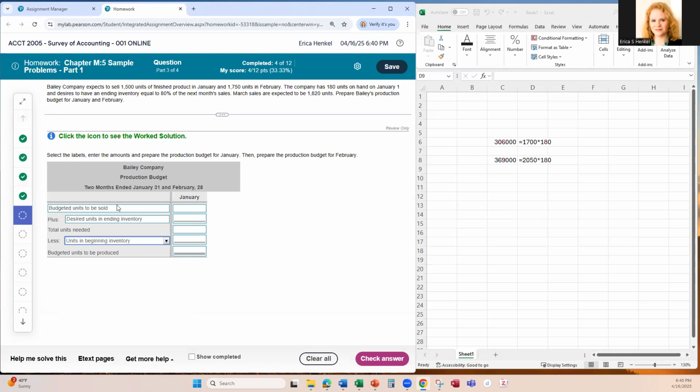So Bailey Company expects to sell 1,500 units in January, and their desired ending units are going to be 80% of the next month's sales. So next month, we are planning on selling 1,750. And so if we multiply that times 0.8, that gets us to 1,400 units we need to have at the end of the month for a total of 2,900 units. We had 180 on hand, so 2,900 minus the 180 gets us to 2,720.